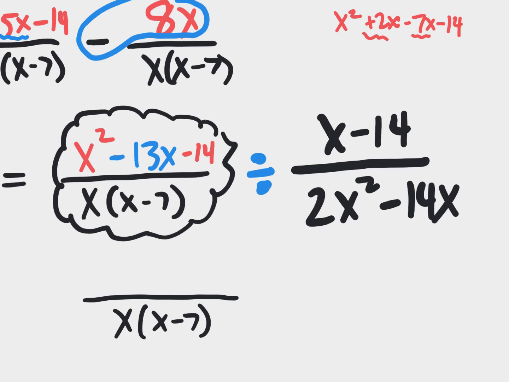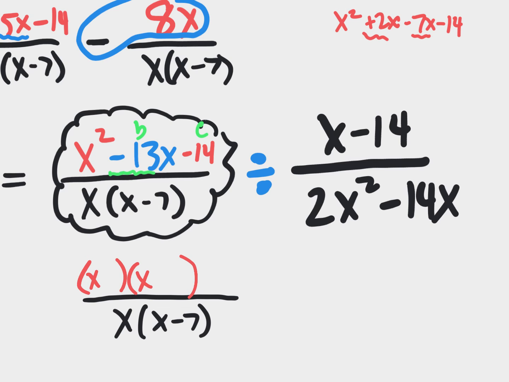Now, in the numerator, we do have a quadratic trinomial. The a value is 1, so maybe we could rewrite it in factored form. X. What times what is your c value that if you combine together is your b value? Negative 13. Anybody? What times what is the c value? Negative 14. That if you combine together is a b value? Negative 13.